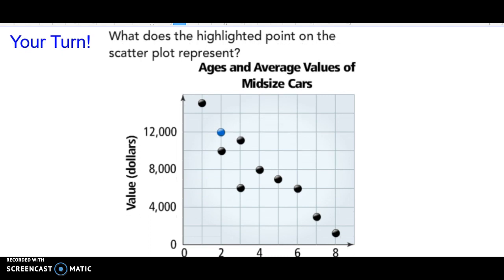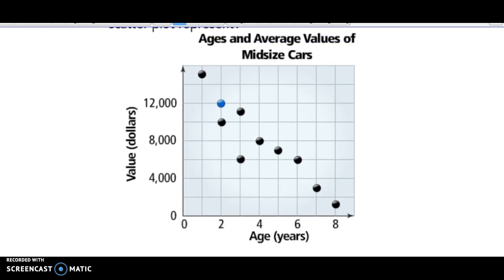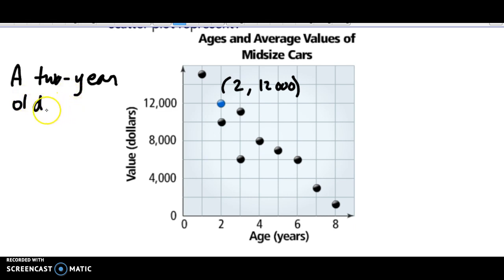So take a second to look at the scatter plot and determine what the highlighted point tells you. You can pause the video if you like. As we look at this blue point, I see that the x-coordinate is 2 and the y-coordinate is 12,000. So that means that this car is 2 years old and it's worth $12,000. So I could say a 2-year-old car is worth $12,000. That would be interpreting that point.